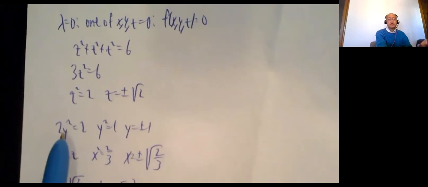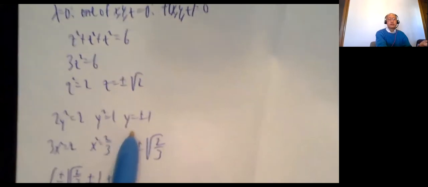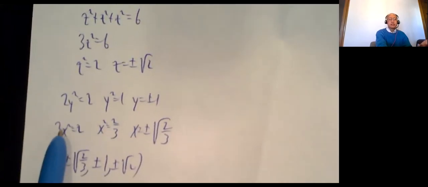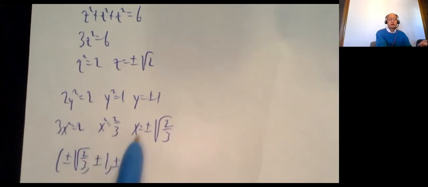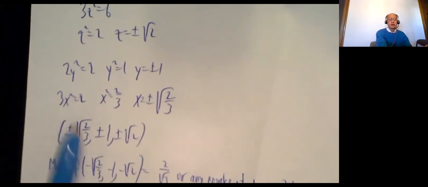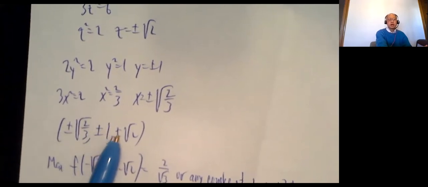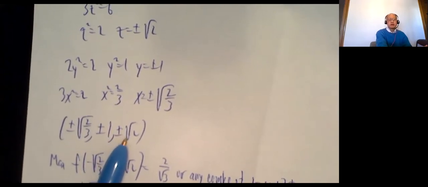Okay, and that means 2y squared equals 2, y squared is 1, y is plus or minus 1. 3x squared equals 2, x squared is 2/3, x equals plus or minus radical 2/3. So I have plus or minus radical 2/3, plus or minus 1, plus or minus radical 2.